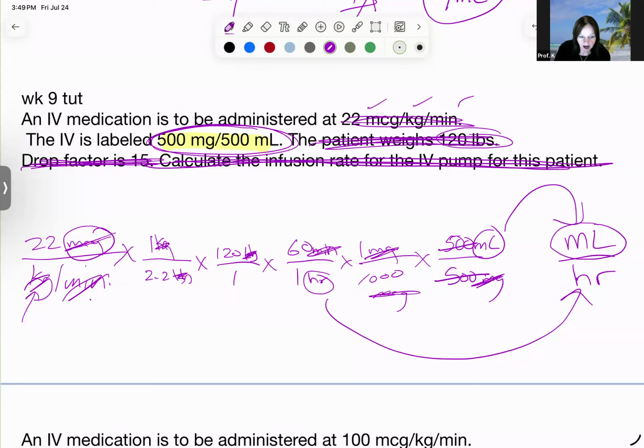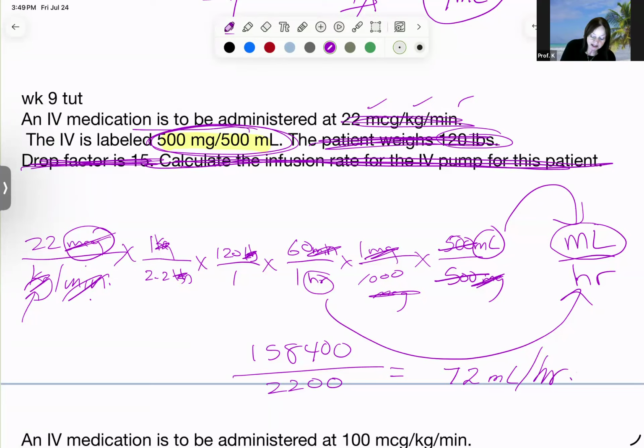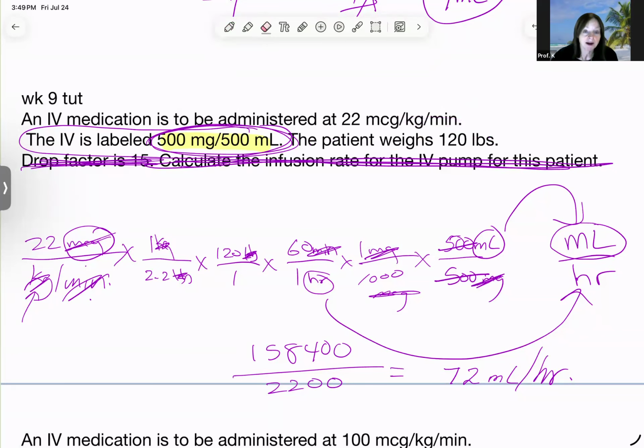So when you multiply across the top, it'll give you 158,400 over 2,200. And when you divide, it'll give you 72 milliliters an hour. So when I hang this medicine in this bag and I go up to the pump and I type in 72 and hit go, it's going to run this medicine at 72 milliliters an hour. And that's what the question asked me. And when it does that, it is actually giving the prescribed dose, 22 micrograms per kilogram a minute. Without dimensional analysis, you would never have been able to figure that out.